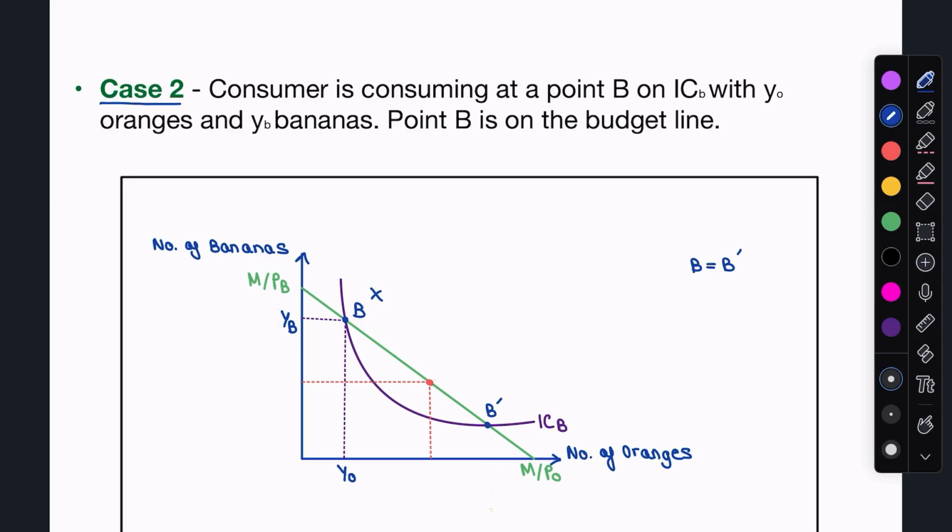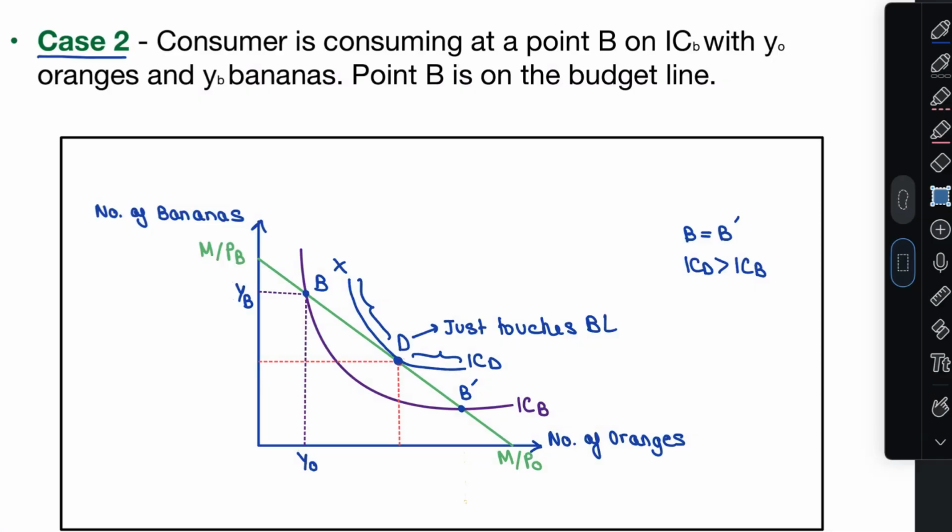Second, we can move on to a higher indifference curve, say ICD, which is tangent to the budget line. Every point of this IC gives higher utility than ICB. But not all points on this indifference curve are feasible. The point that is affordable and gives consumer the highest level of satisfaction would be point D, where indifference curve is tangent to the budget line. Tangency means that the indifference curve just touches the budget line at a single point, and here it's point D.